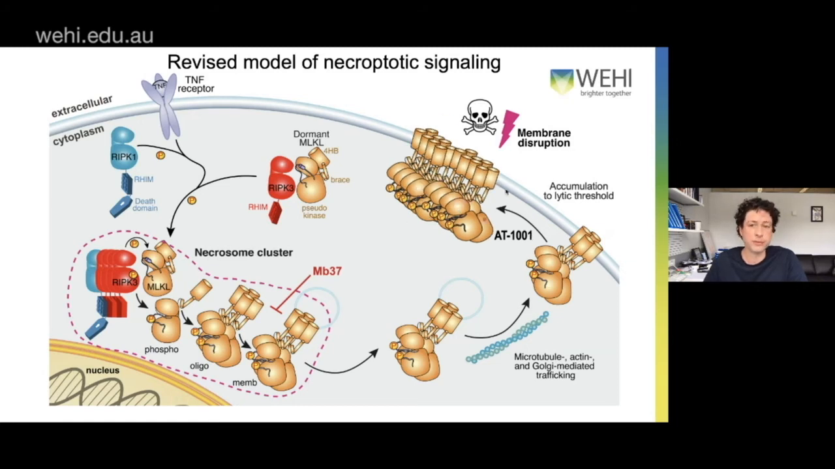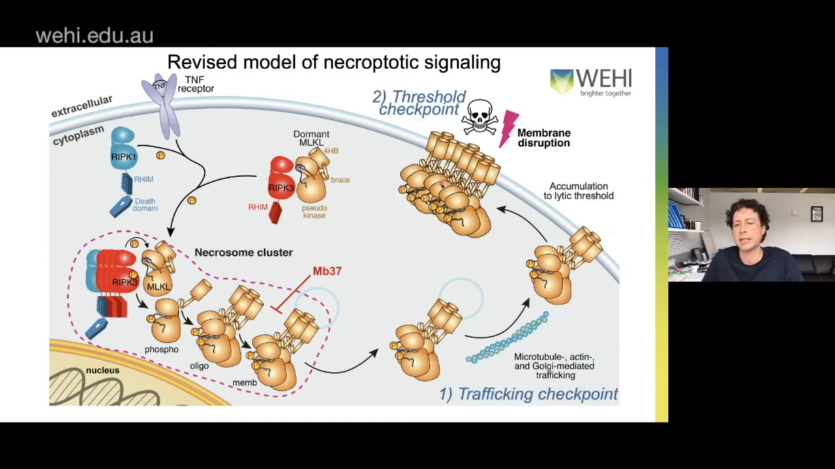Conversely, if you fortify this junction using AT1001, you need more MLKL growing at the plasma membrane to disrupt this plasma membrane. So we think that there's this rheostat, this lytic threshold that's being modulated. So in short, we've got two new checkpoints that we've added downstream of the necrosome. One's a trafficking checkpoint and one is a threshold checkpoint.